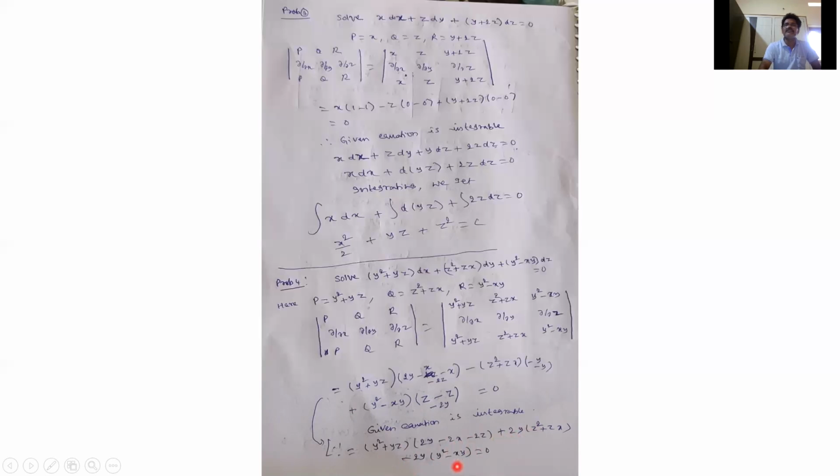We get 0. Therefore, the given equation is integrable. So first we checked that this equation is integrable. But we observe that this equation cannot be integrated directly, or by regrouping. So to solve this equation, I have to take one variable as constant, either x or y or z can be taken as a constant.